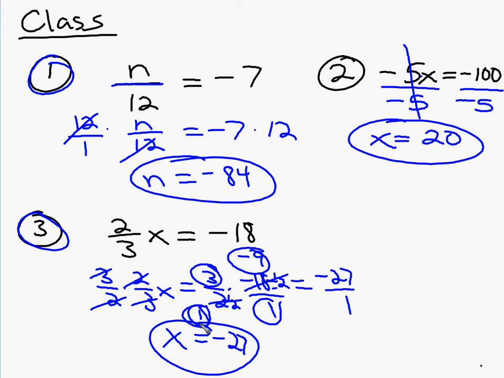Now, there's one other situation. This situation we already know how to deal with, but it might throw you off if we don't go over this next example. Let's say that I had 1/4 x equals 6 1/4.